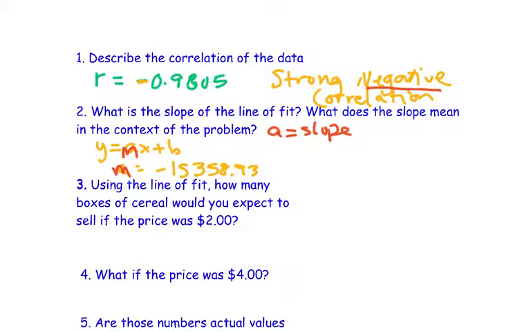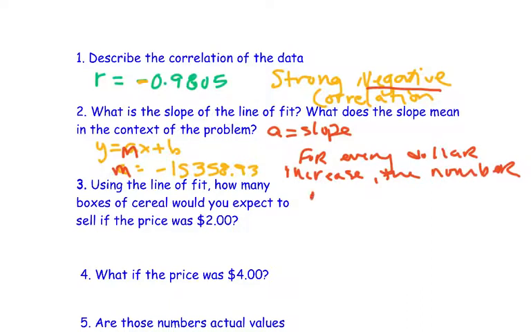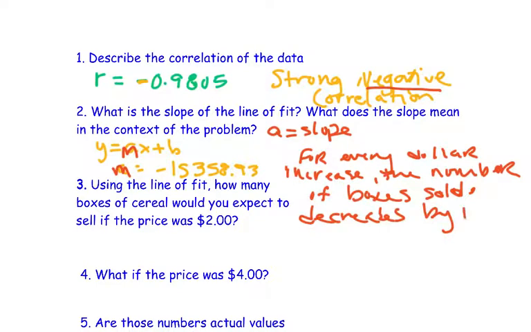So officially what that means is for every $1 increase, the number of boxes sold decreases by 15359-ish boxes.